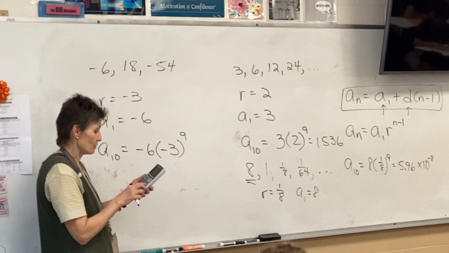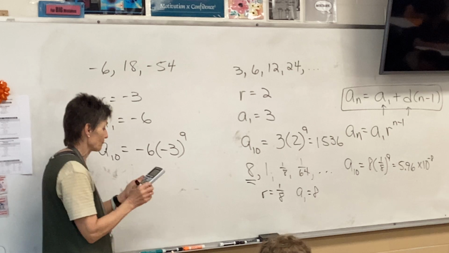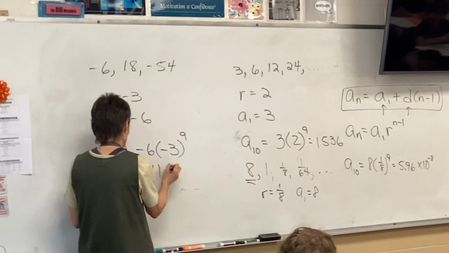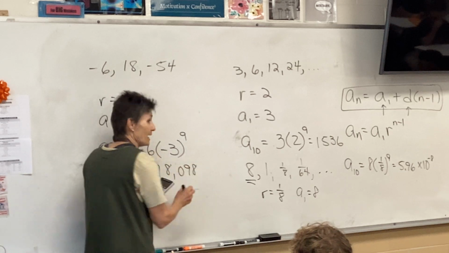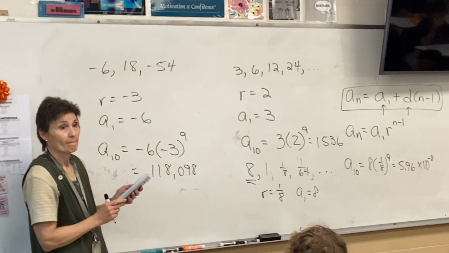-6 times -3 to the 9th. Did you get 118,098? How do you do your power now?